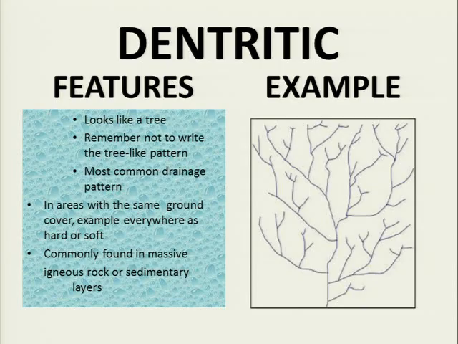Okay, now guys, the dendritic pattern is the most common drainage pattern. It is found in areas with the same ground cover. Example, everywhere as hard or as soft. So there is no alternating hard or soft rock. We've got just hard rock or just soft rock, and then it is commonly found in massive igneous rock or sedimentary layers. Can everybody identify the tree-like, in other words, the dendritic pattern?